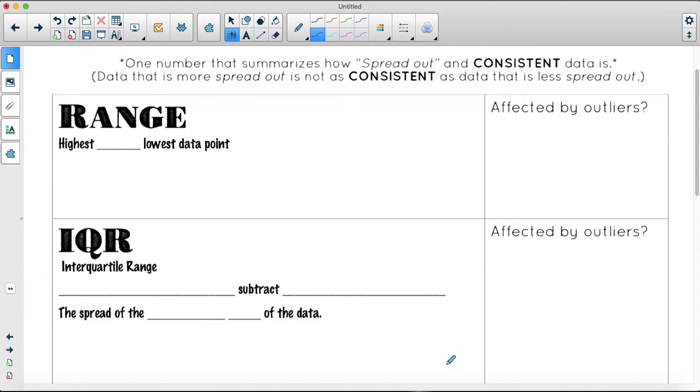This video is on descriptive statistics. We're going to be looking at the measures of spread. So one number that summarizes how spread out and consistent the data is is what we're going to be finding.